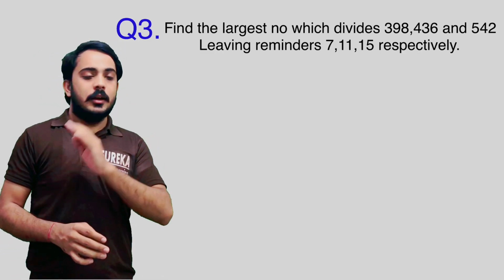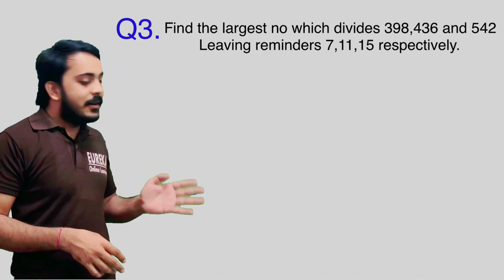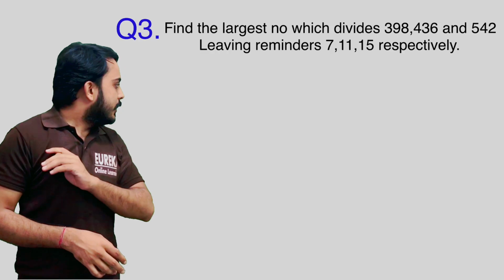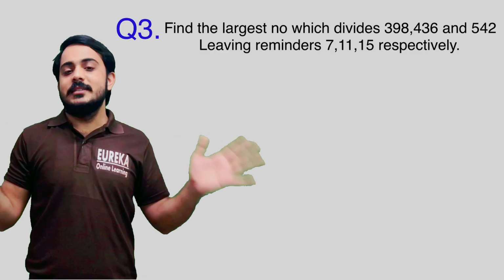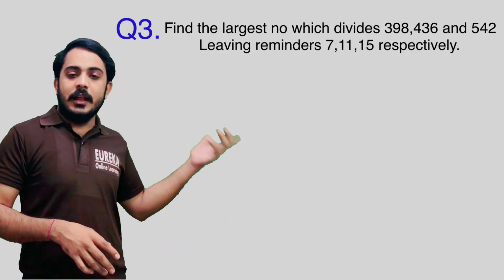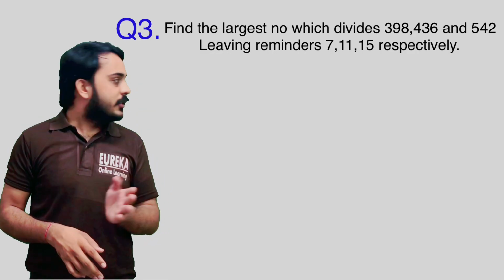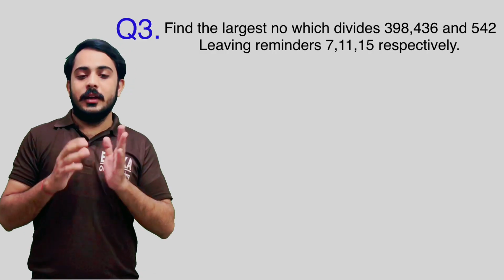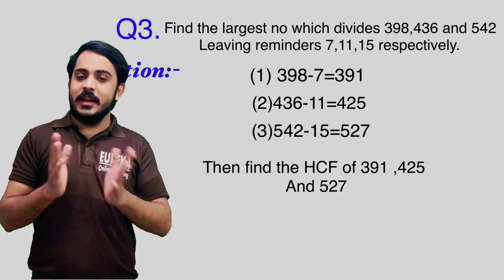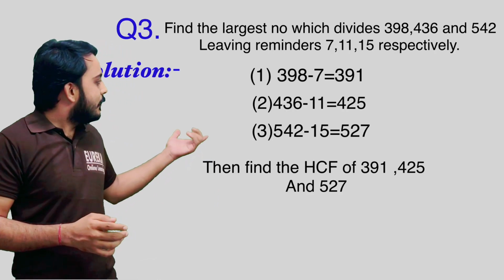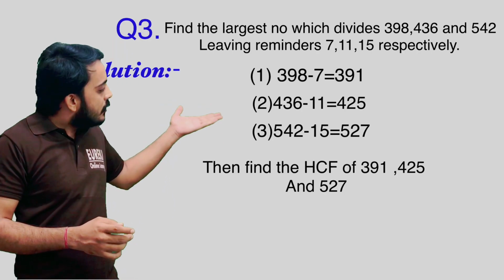Here the numbers are 398, 436 and 542, and the remainders are respectively 7, 11 and 15. We subtract the remainders from the numbers, and after that we find the HCF of the results. That will be the greatest number which divides 398, 436 and 542, leaving remainders 7, 11 and 15 respectively. It is a very easy question. You can do questions like this if you get them in your NTSC exam and academic exams, and you can see these questions in your book also.